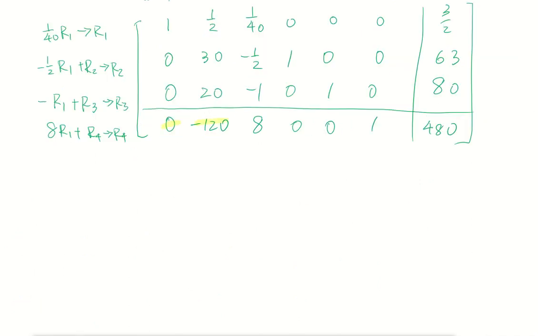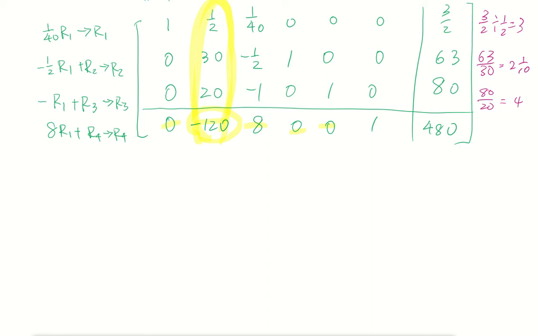Let's look at the indicators again. Out of those 5 indicators, we have 1 negative indicator. That means we have to do the pivot operations again. So the new pivot column is the second column. First, we'll decide the pivot element. We'll do the division. 3 over 2 divided by 1/2 is 3. And 63 divided by 30 is 2 point something, 2.1. 80 divided by 20 is 4.